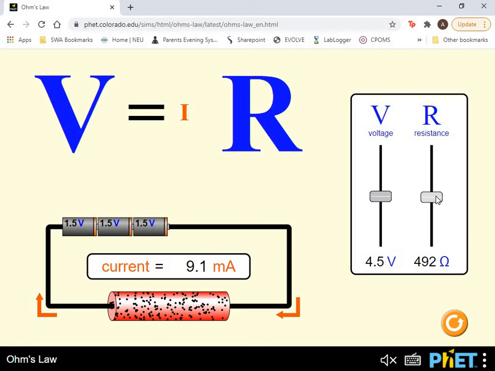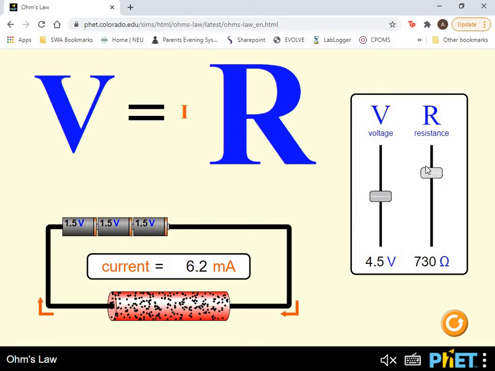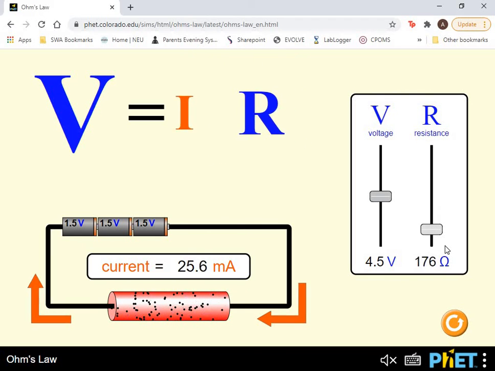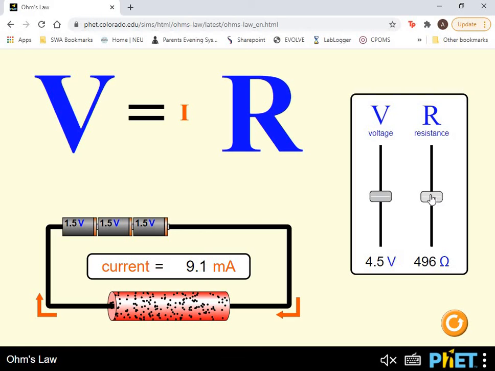And one thing I want you to think about is why can we not alter the current? Why can we not manually change the current in this model? I can change the voltage, I can add more batteries, or take batteries away. I can change the resistance, I can put more resistance in, I can put a stronger resistor or a weaker resistor in. Why can I not alter the current? So I want you to think about that.